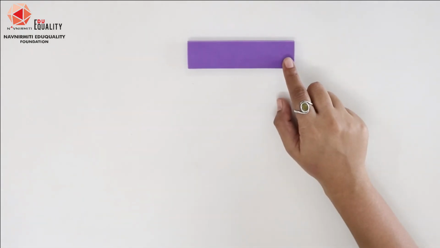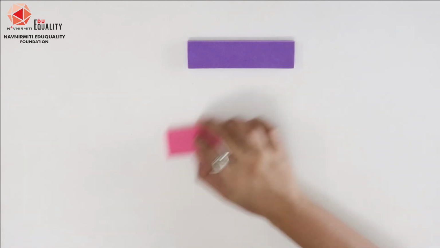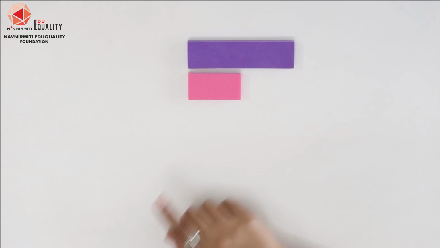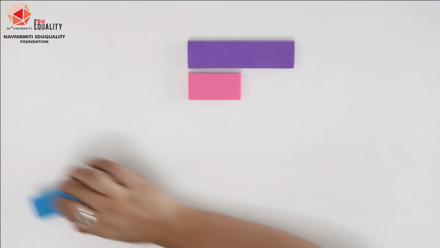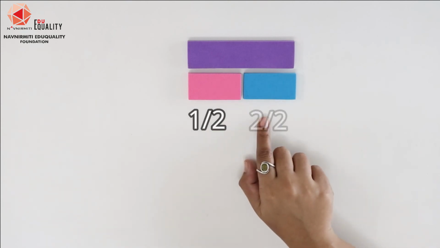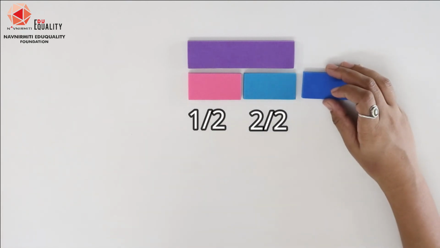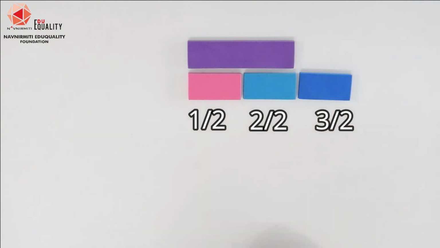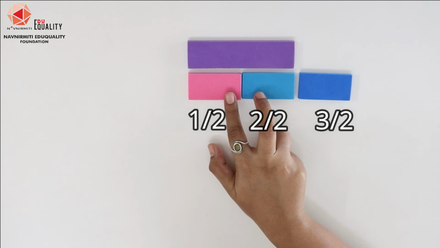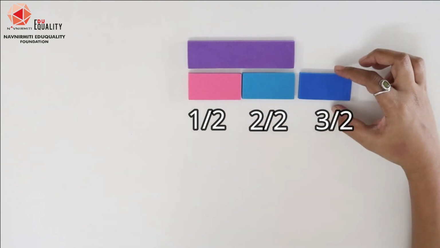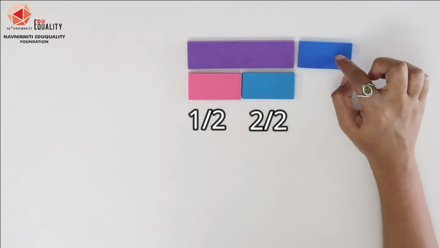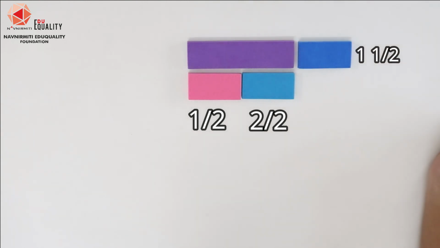This is a whole. This is half part of the whole. Now let's count the fractional part. This is half or 1/2. This is 2/2 and this is 3/2. Now these two pieces can be replaced by a whole. So this new fraction can also be called as 1.5.